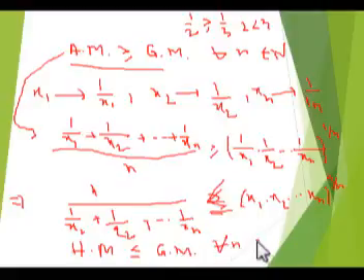So this is our harmonic mean and this is our geometric mean. So we are getting that the harmonic mean is less than or equal to the geometric mean. So we have established this for all n. So this is our result.